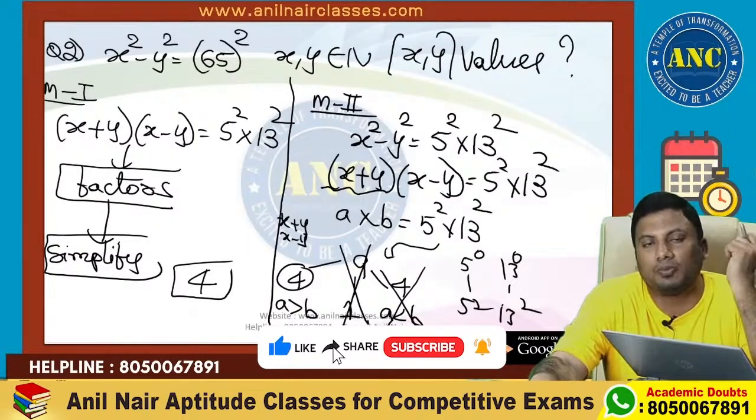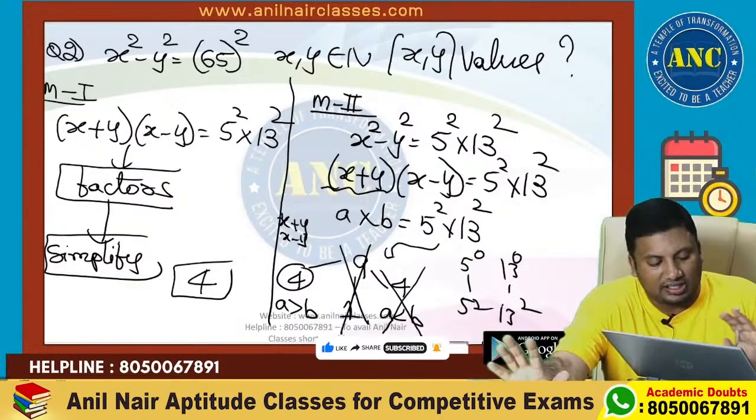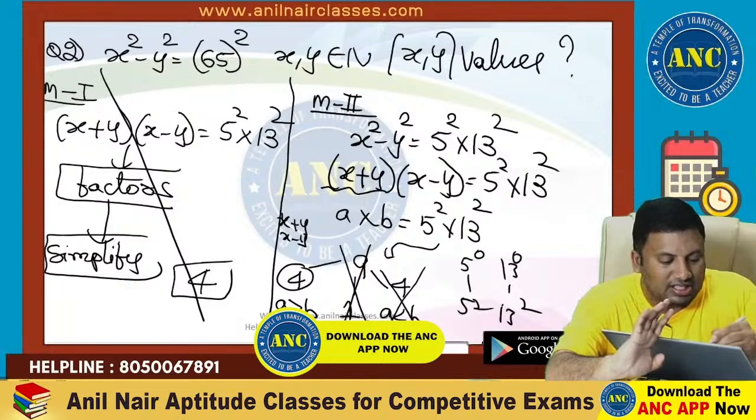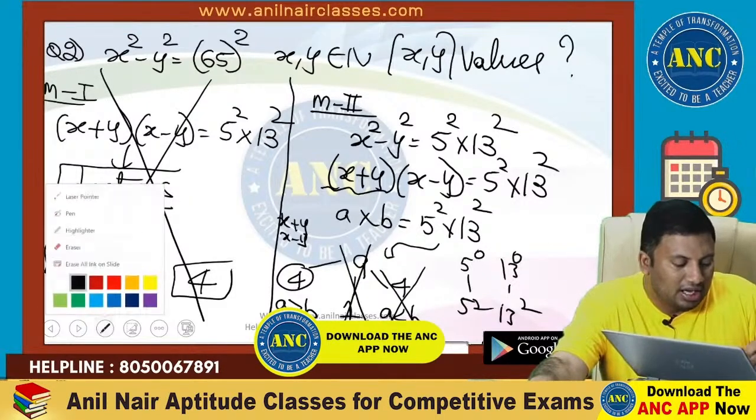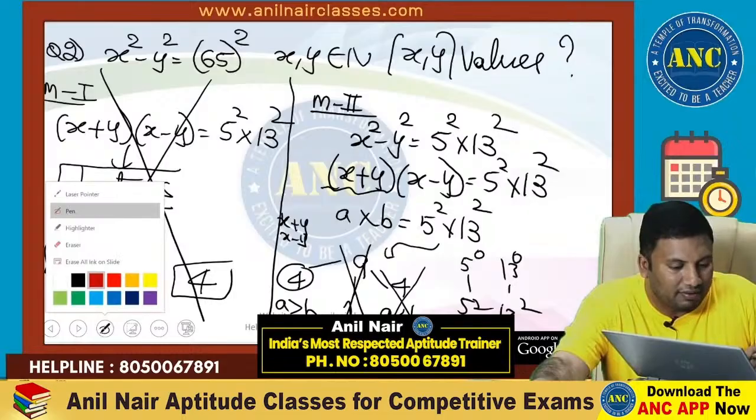If x plus y and x minus y are both equal, y will be 0, but y cannot be 0. So that is the reason this case is eliminated. This is the traditional outdated method. If you study like this, you will keep writing CAT and one day you will give up.